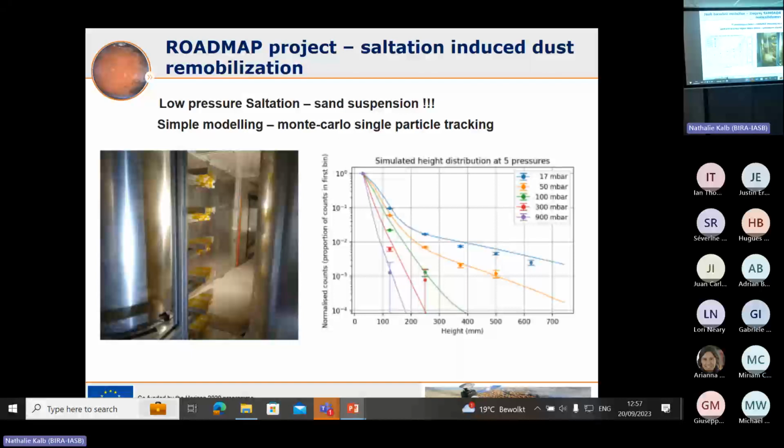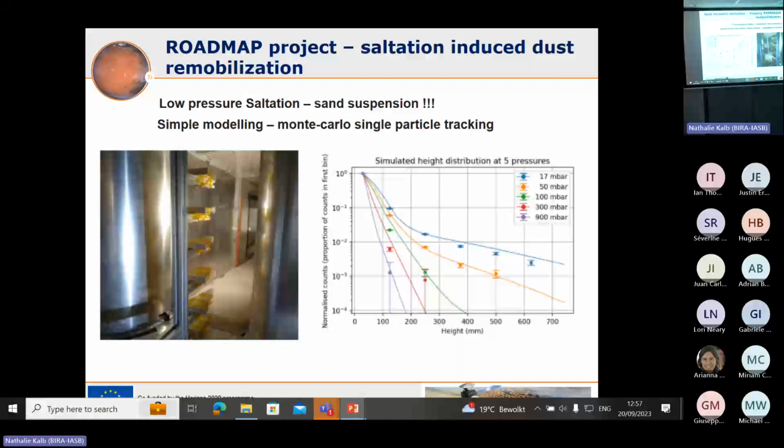But anyway, what we did was we studied saltation and trapped the particles at different heights using these very old traps. These are actually from the 70s. So yes, we went old school on it. We trapped particles at different heights and tried to look at how high these sand grains go when we've got saltation as a function of different pressures.